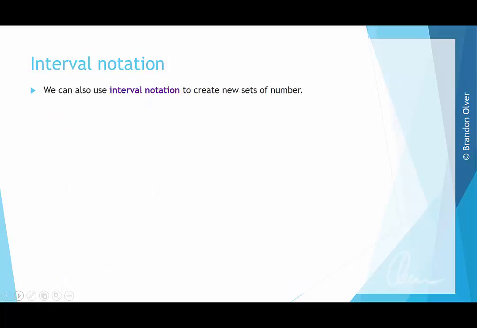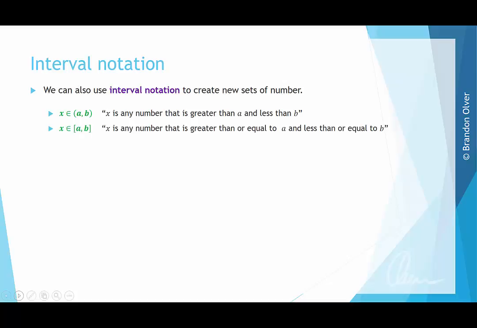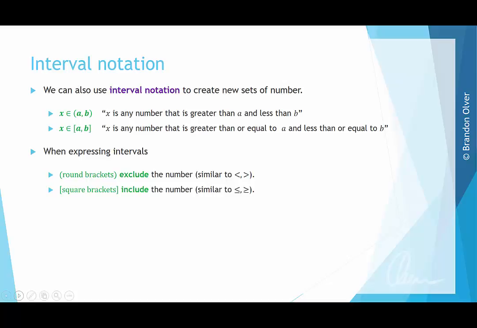An alternative to set notation is interval notation, and this can also be used to create new and unique sets of numbers. So here in our green statement we have x is an element of, and this says it's the interval between a and b, but neither are included. So it's x is any number that is greater than a, but less than b. This statement says that x is any number that is greater than or equal to a, but less than or equal to b. So when we express intervals, we use rounded brackets to exclude the number. So that's similar to using the less than or greater than signs in set notation. And we use square brackets to include the number, which is similar to using the less than or equal to signs or greater than or equal to signs in set notation.